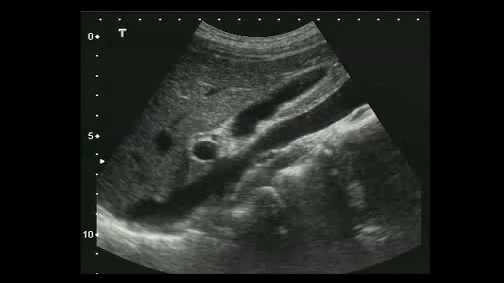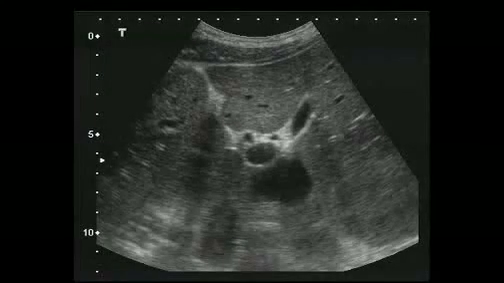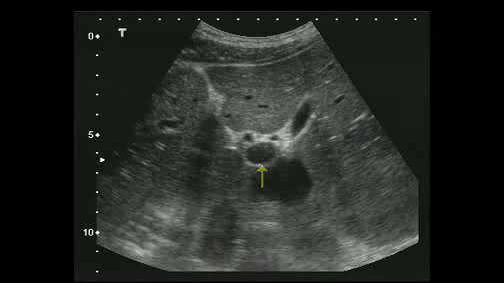Locating and evaluating the common bile duct can be technically challenging. Following the gallbladder down towards the neck, attempt to visualize the portal triad by gradually rotating the probe. A transverse view will appear as the Mickey Mouse sign. The large circle is the portal vein. The two smaller circles are the hepatic artery and the common bile duct.